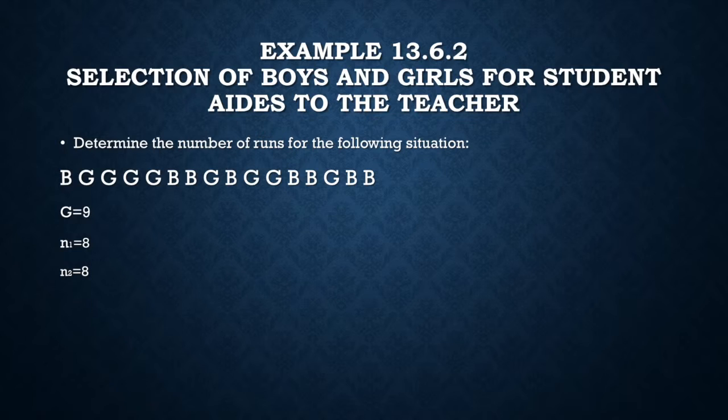We start with the first B, and that is the first run. Then we count 4 G's, which is the second run. 2 B's mark the third run. The single G marks the fourth. The single B is the fifth. 2 G's is the sixth. 2 B's is the seventh. The G is the eighth. And then the remaining 2 B's are the ninth run.